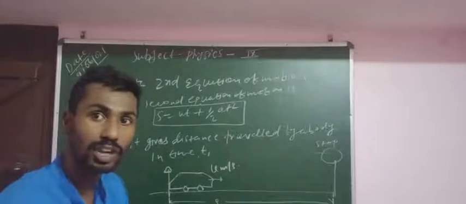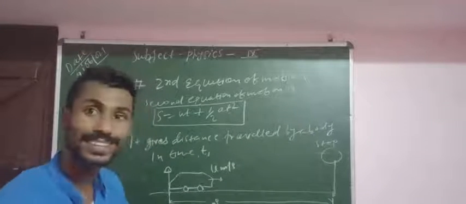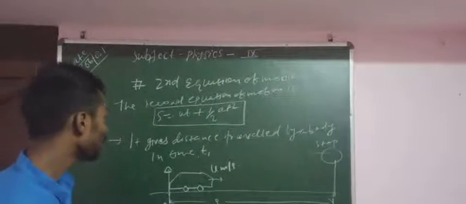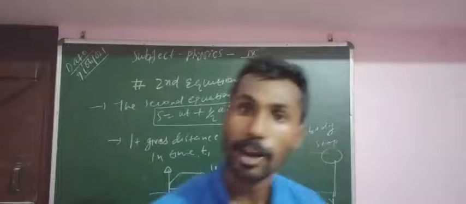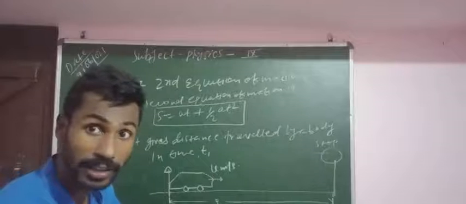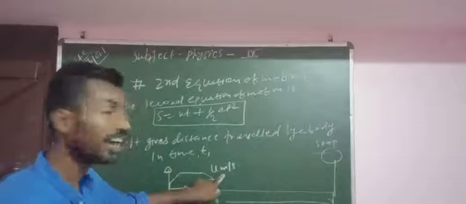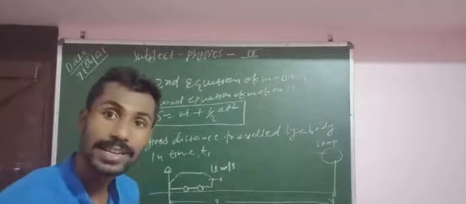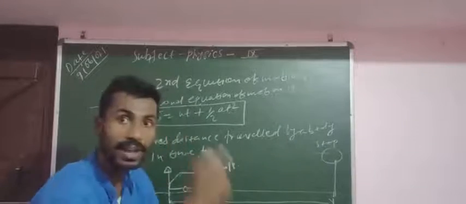Suppose that the car is covering this distance s in time t. That means the car covers the distance between point A and point B within time t. The distance s covered by the car with initial velocity of u meter per second in time t. That means the car completes this distance with this velocity in this many seconds.